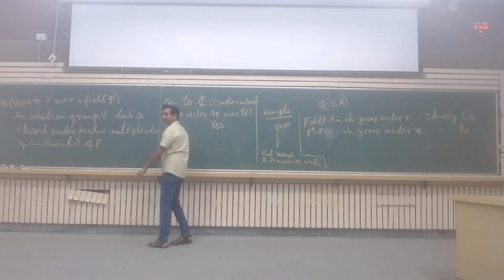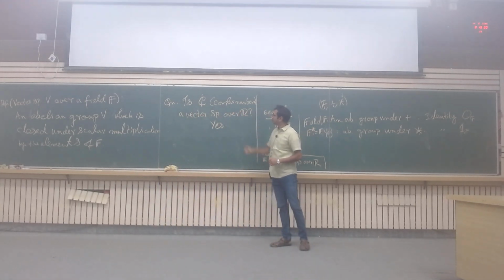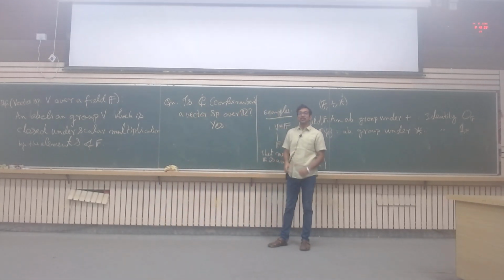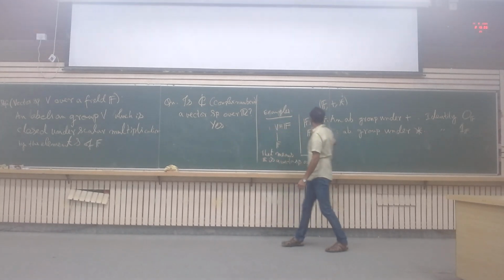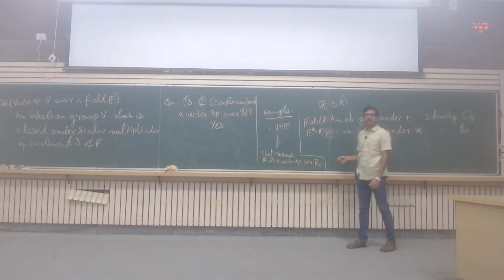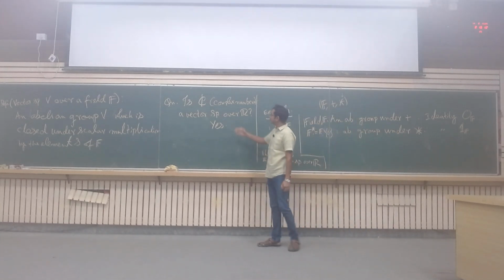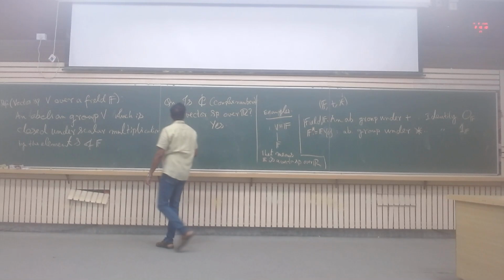Okay. How about the converse? Is R a vector space over C? No. Why not? Not closed under scalar multiplication. Very good. It is an abelian group under addition, of course. But the second condition, that is the scalar multiplication, is not satisfied because a complex number times a real number may not be a real number.